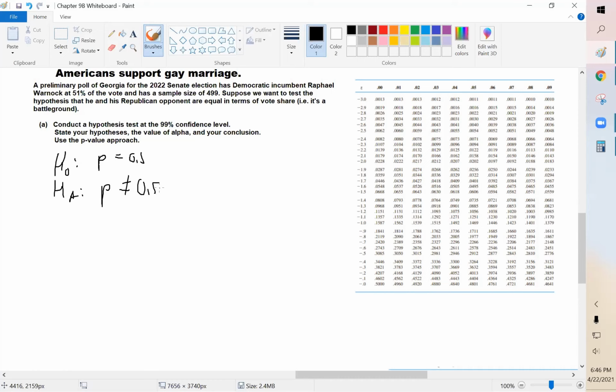You'll immediately notice this means we're going to be having a two-tailed test. And that intuitively makes sense because with two-tailed, it could be him winning or it could be his opponent winning. Doesn't matter who, as long as someone's winning. So our alpha is equal to 1 minus the confidence. So our confidence is 99%, so our alpha is 0.01.